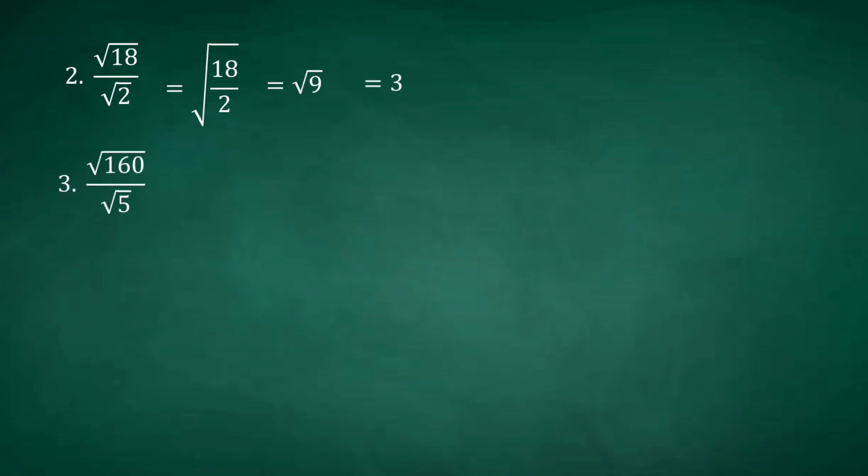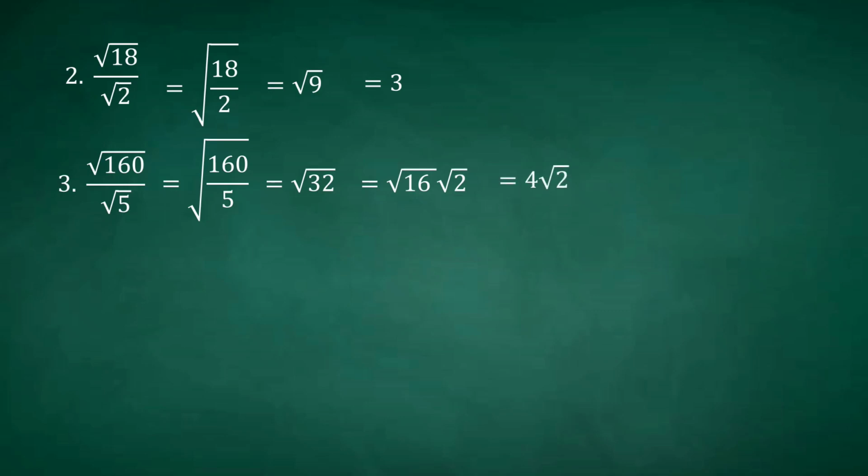Number 3. Simplify square root of 160 divided by square root of 5. First, combine into one radical. Then simplify what's inside. 160 divided by 5 is equal to 32. Don't forget to look for factors that are perfect squares. So the factors of 32 that include a perfect square are 16 and 2. And then pull out factors that are perfect squares. The square root of 16 is equal to 4, and then copy the square root of 2. The final answer is 4 square root of 2.